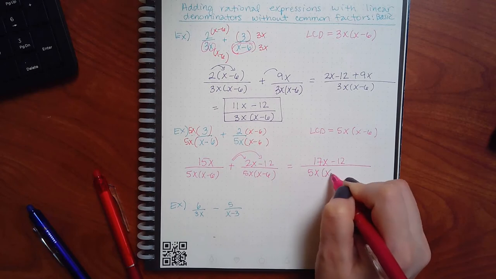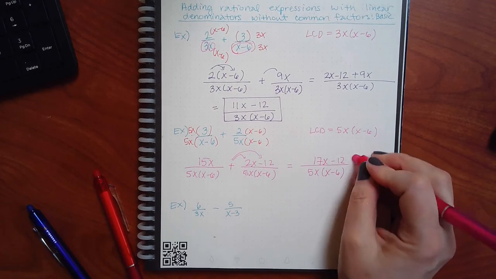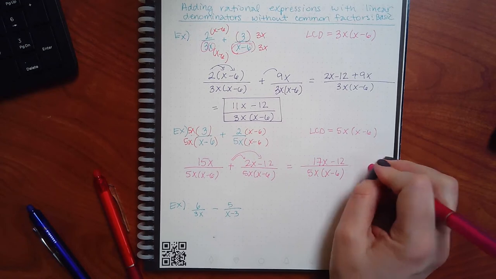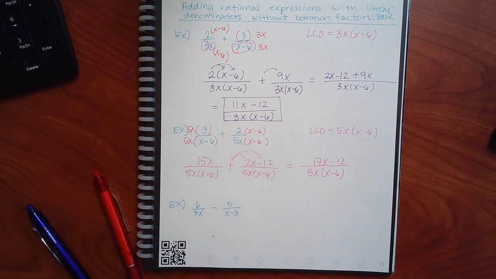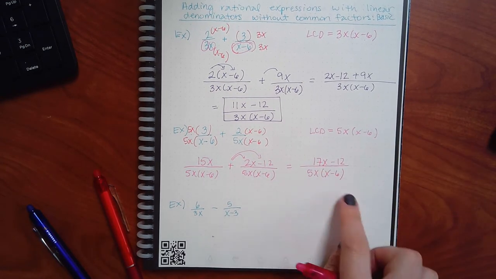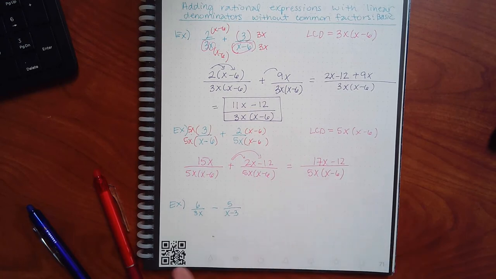Can you factor the top? 17x minus 12, no. Besides 1. Nope. So then you cannot simplify. Only if you can factor that, or if the top exactly matches something at the bottom. That's the only time you can reduce.